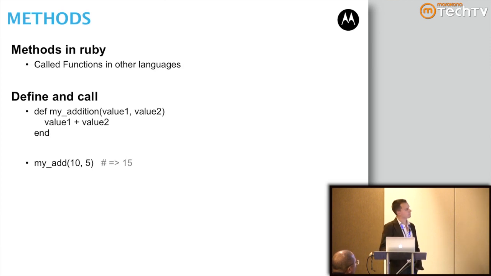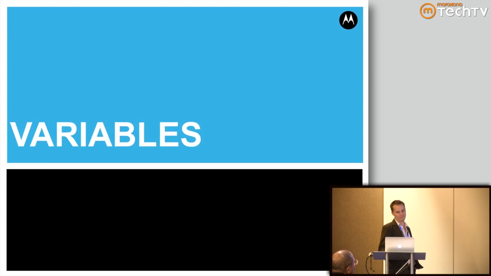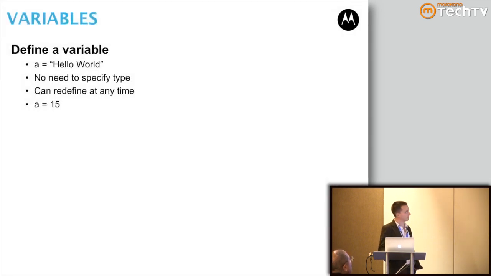What about type safety? There's no idea of type safety here, right? I'm going to come back to that in a minute, because I want to talk about variables first. When we define a variable, we also don't use a type. We just say something like a equals "hello world". Really simple. We don't need to specify what type it is, and we can also redefine that variable to be something different at a later time. So I can redefine a to be 15.